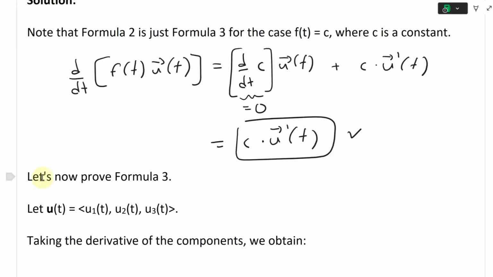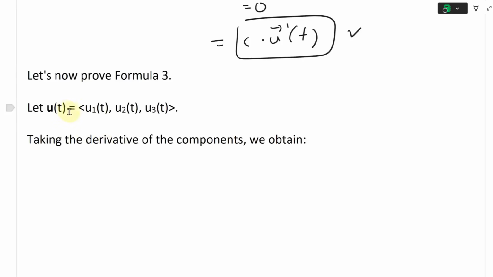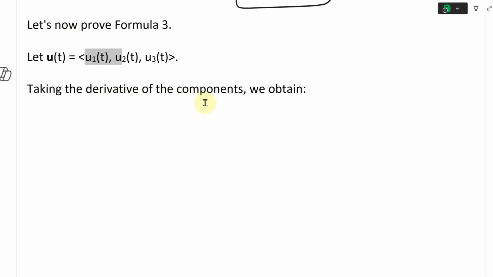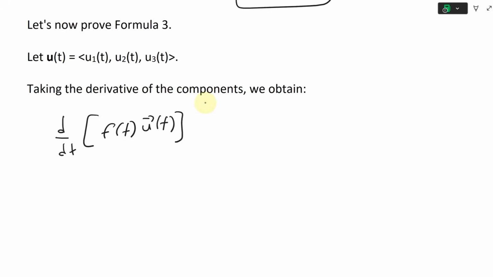All right, so let's go further, and now let's prove formula 3. Let u of t equal, as per usual, the components u1 of t, u2 of t, and u3 of t. Now taking the derivative of the components, d over dt of f of t times the vector function u of t is the same thing as writing d over dt of its components. Putting this in vector format, it's going to be f of t multiplied by each component, u1 of t. These are just real valued functions, not the actual vector function. We're taking each component.